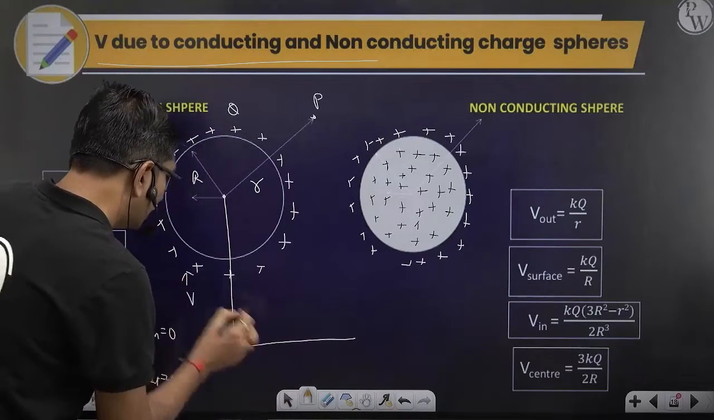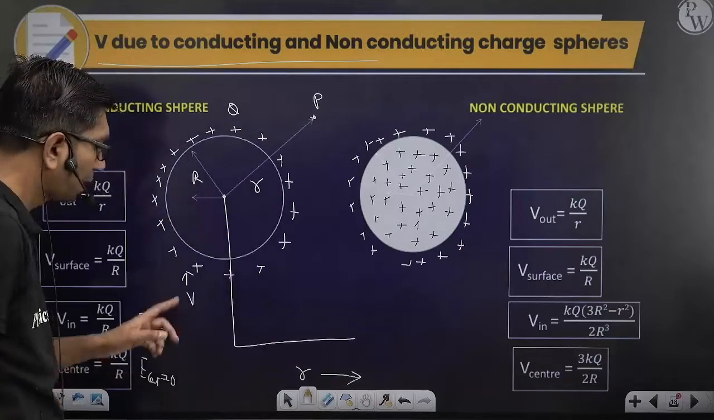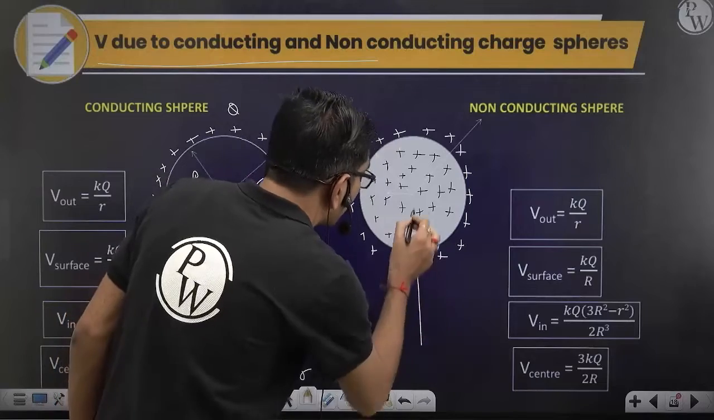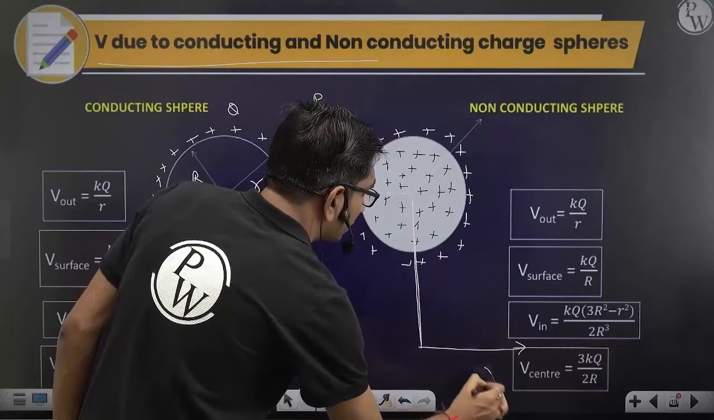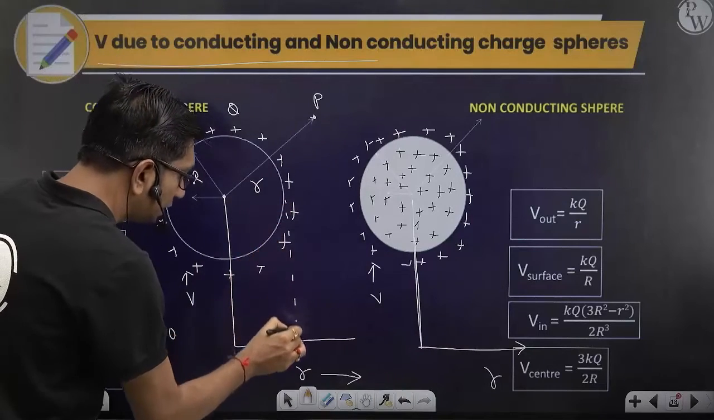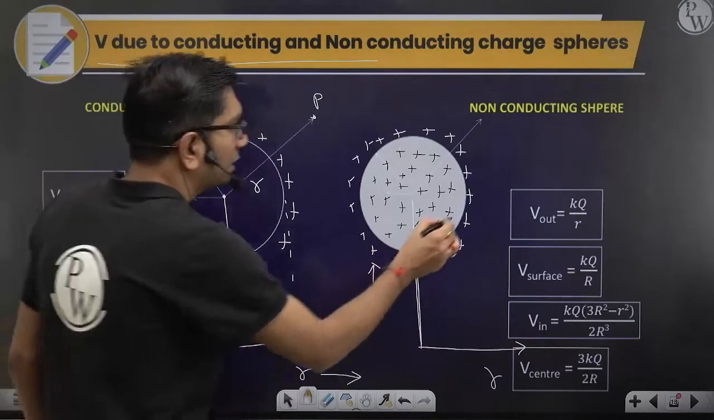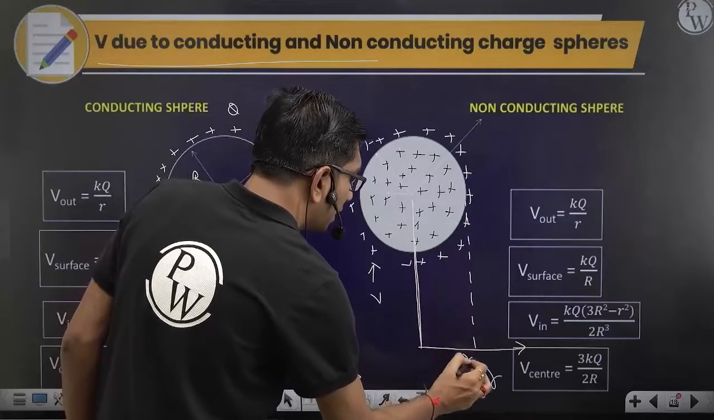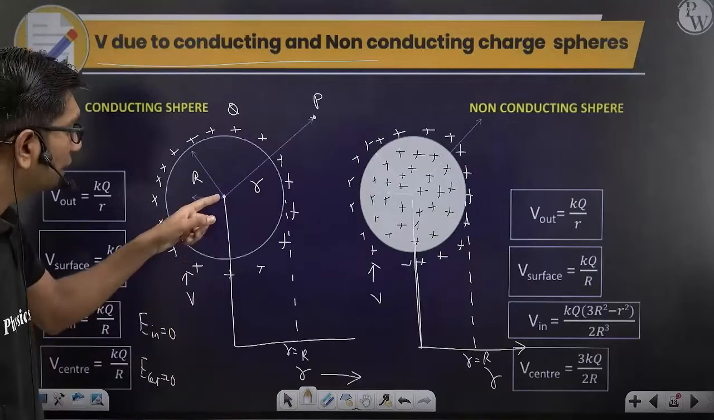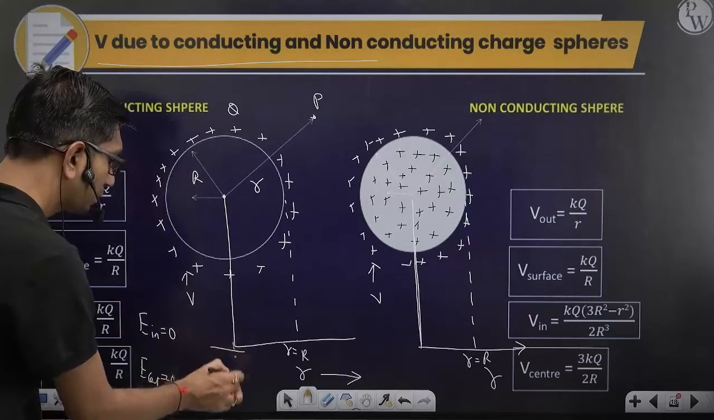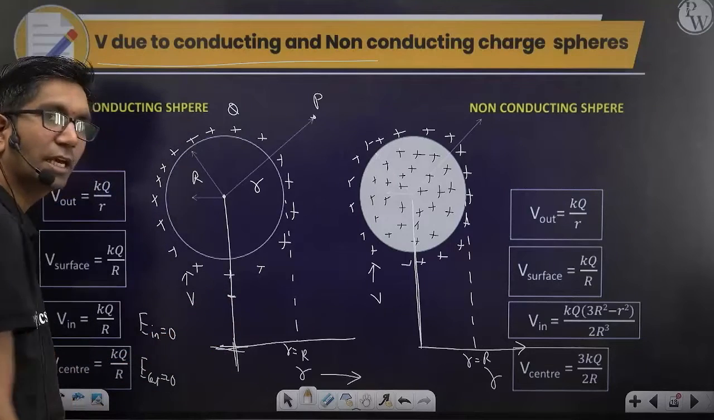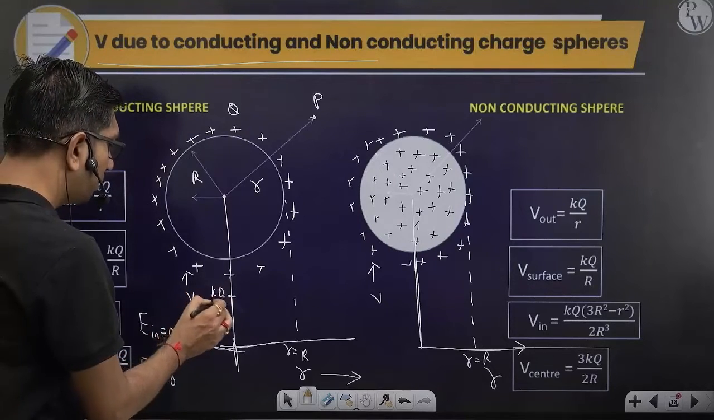Okay, so here is a potential versus distance graph I am drawing, from the center. Potential versus distance. This one is small r equal to radius, correct. Now tell me, what is the potential at the center? Potential at the center, KQ by capital R. So let us assume this one is KQ by capital R.